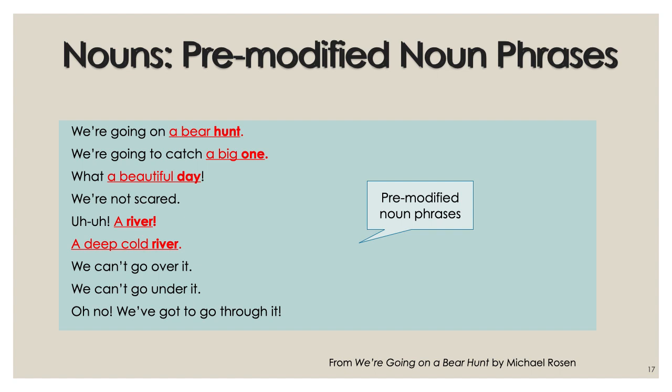Here they are. They're all quite simple ones. A bear hunt, so hunt is the noun, and a and bear are giving you more information about that noun, so they're pre-modifying. A big one, one is the noun. A beautiful day, a river, and here's a lovely example of a very simple pre-modified noun phrase being expanded to become a longer expanded noun phrase. A river becomes a deep, cold river.